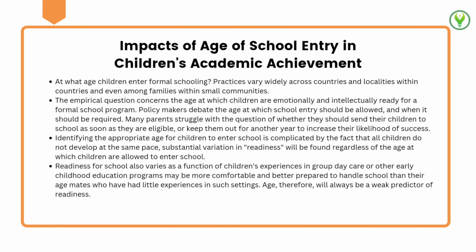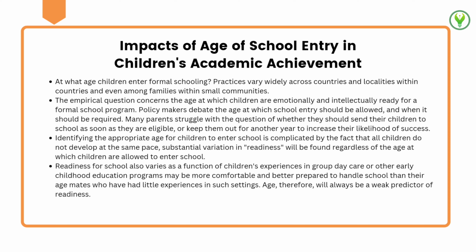Practices vary widely across countries and localities within countries and even among families within small communities. The empirical question concerns the age at which children are emotionally and intellectually ready for a formal school program. Policymakers debate the age at which school entry should be allowed, and when it should be required. Many parents struggle with the question of whether they should send their children to school as soon as they are eligible, or keep them out for another year to increase their likelihood of success.